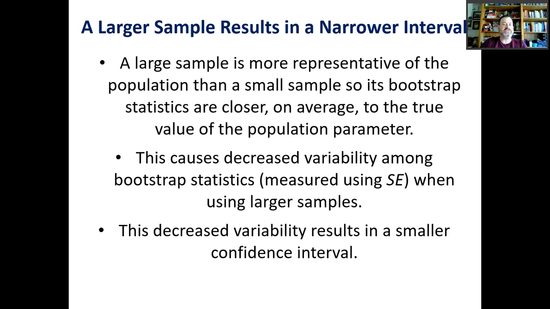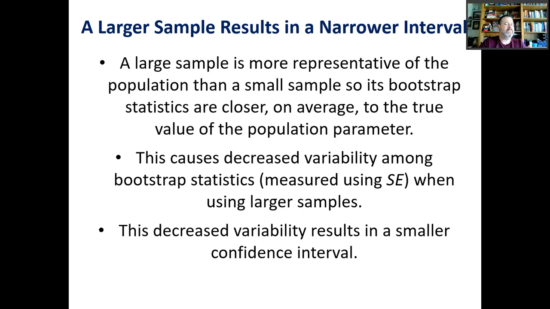All right, so a larger sample results in a narrower interval. A large sample is more representative of the population than a small sample, so its bootstrap statistics are closer on average to the true value of the population parameter. So let's stop there for a second.